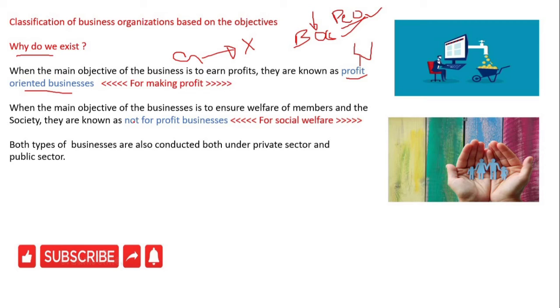The second type is when the main objective of the business is to ensure the welfare of members in the society. That is known as not-for-profit businesses. Lady Ridgeway Hospital is owned by the government, but the purpose is what? Social welfare, right? Some private individuals own libraries, right? The purpose of having that library in that area is to provide social service, right?